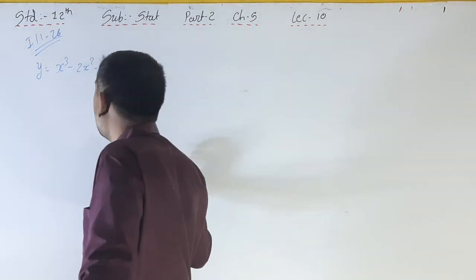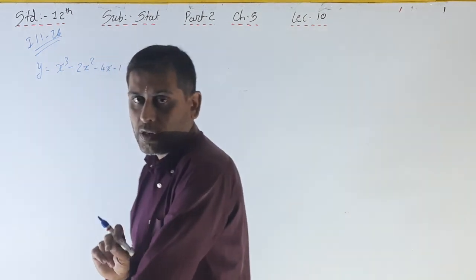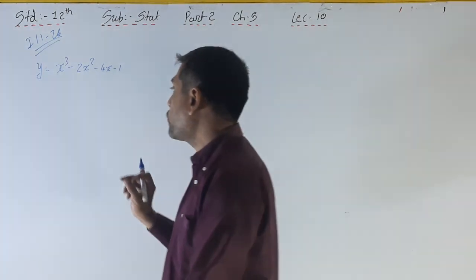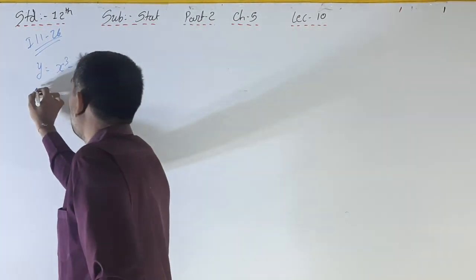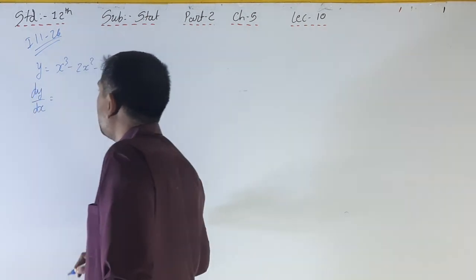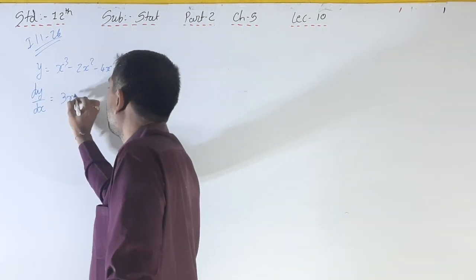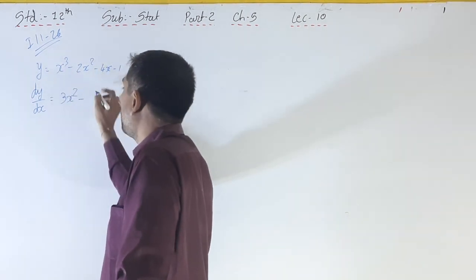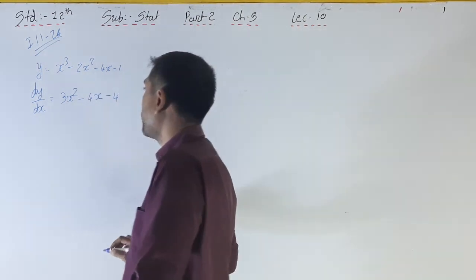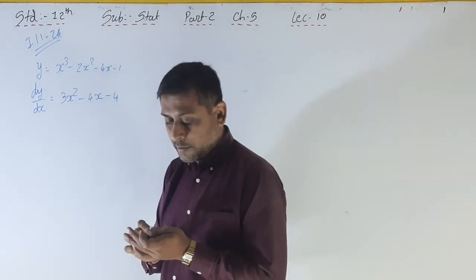Okay, and then we have to find out the dy by dx, that is our first step. We have to find out here the maximum and minimum value of the function. So here, what is your first step? You have to find out the dy by dx first. What is the answer? 3x square minus 2 2s are 4x minus 4. 3x square minus 4x minus 4 is the answer, right?